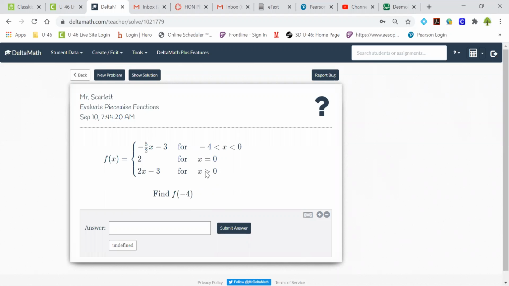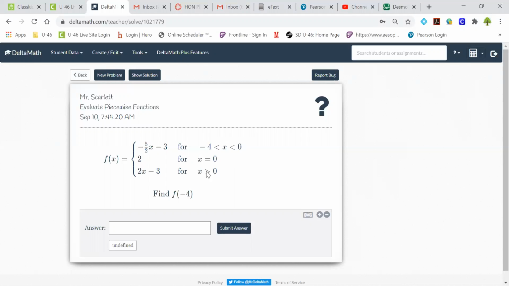Is -4 greater than 0? No, so it doesn't belong here. Does -4 equal 0? Of course not, so it doesn't belong here. Is -4 greater than -4 and less than 0? No, it isn't. -4 is not greater than -4.